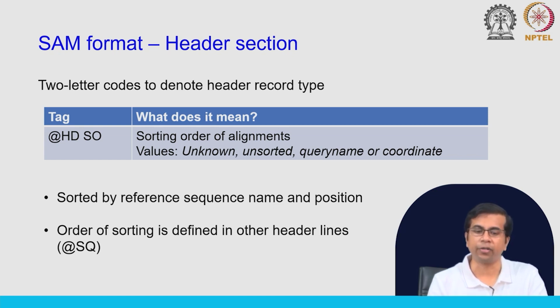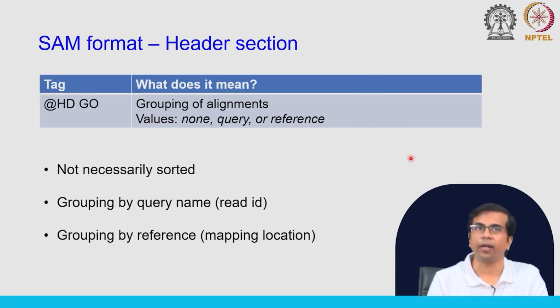These are the values you will get: unknown or unsorted. Unsorted is the default option, and you will see this in most of the files. Then you can have sorting by query name, by the read name, or sorting by the alignment sequence position, by reference sequence name and positions. This order of sorting will be defined in another header line that will start with @SQ. We will come to that, what this @SQ is.